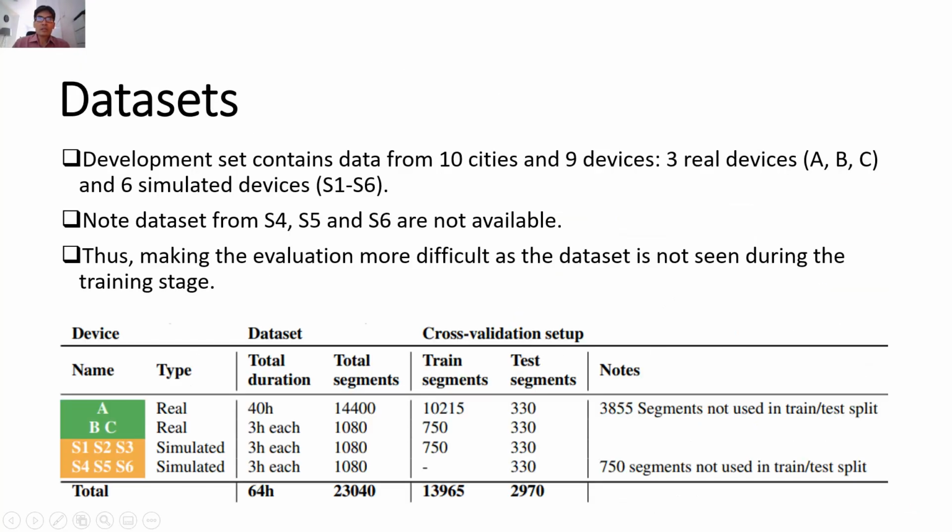For the datasets, as from the scenes, you know that there are 10 cities. For the devices, it was also recorded from 10 cities, and there are 9 devices. As you can see, A, B, C are 3 real devices, and S1, S2, S3 to S6 are simulated. Just note that for the training segments, we do not have S4 to S6 devices, but we have them for the test segments.